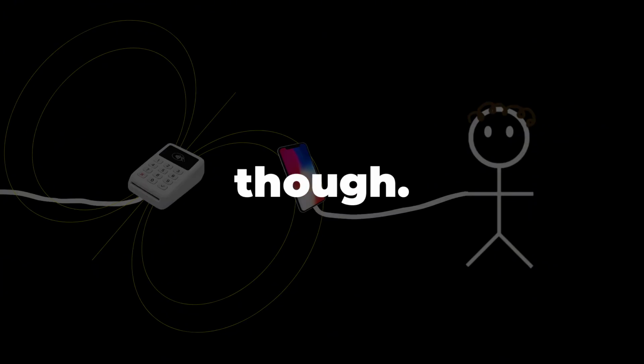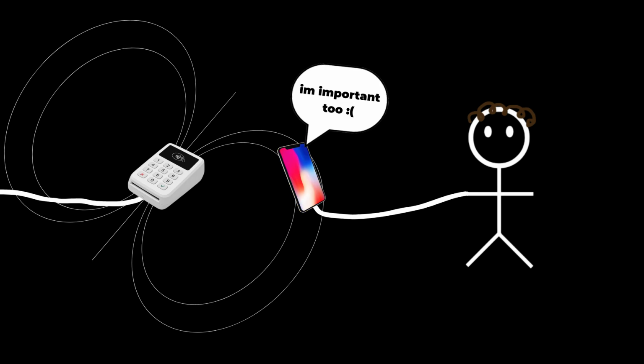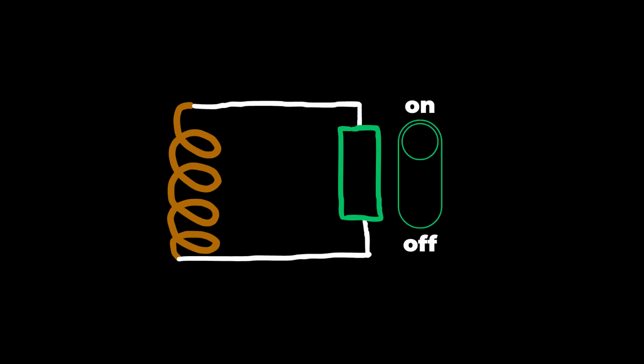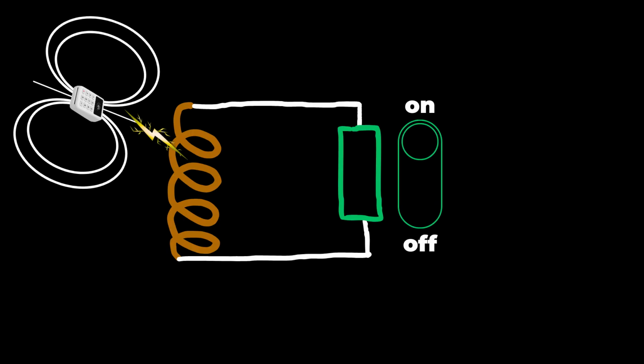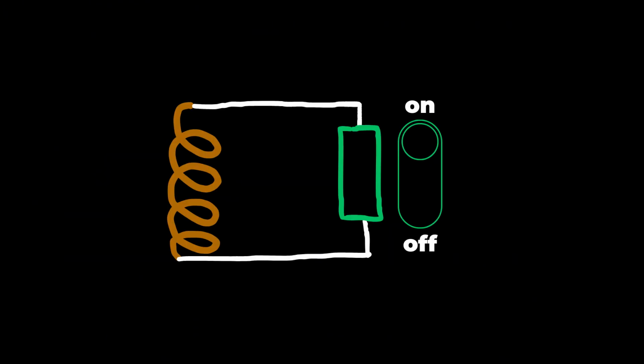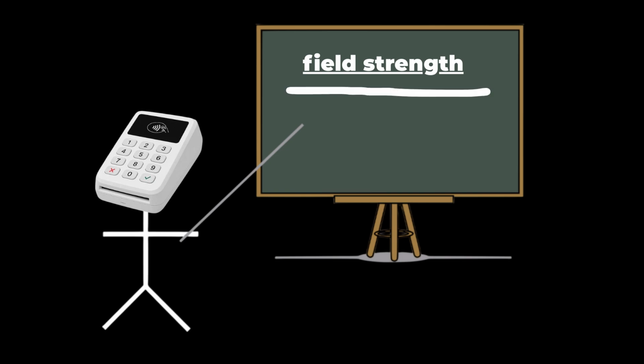There's a problem though. Your phone sort of needs to talk back, so it does something called load modulation. Its coil is actually connected to a resistor with a switch. And no, I'm not being lazy, that's how you draw a resistor, okay? To send a 1, it turns the resistor on, which draws more power from the field. The card reader sees this as a small dip and reads a 1. To send a 0, the resistor is turned off and the field goes back to normal.